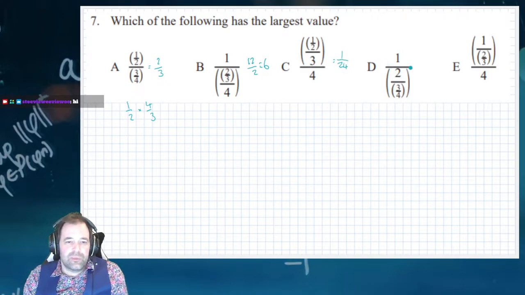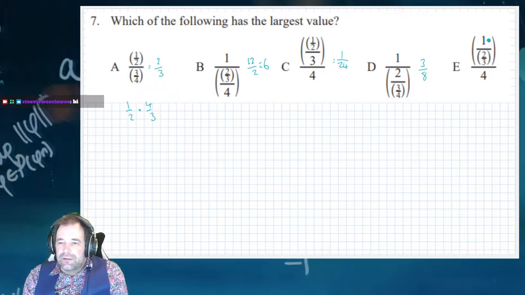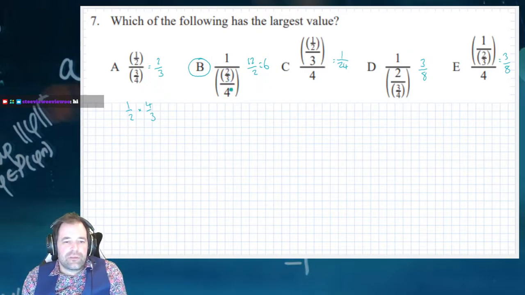It looks like it's going to be B. So just looking at the denominator, 2 divided by 3/4 is the same as 8/3, and then 1 divided by 8/3 is 3/8. 1 divided by 2/3 is 3/2. 3/2 divided by 4 is also 3/8. So it's going to be B. And we'll just double check B because the rest are all fractional. 2/3 divided by 4 is 2/12 or 1/6, and then 1 divided by 1/6, i.e. how many 6ths in 1? 6, that makes sense.